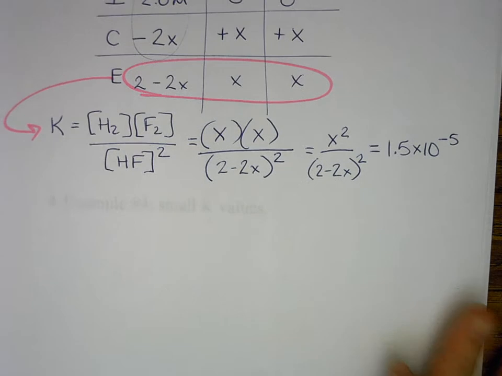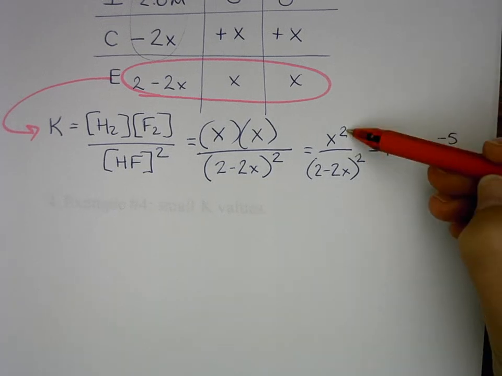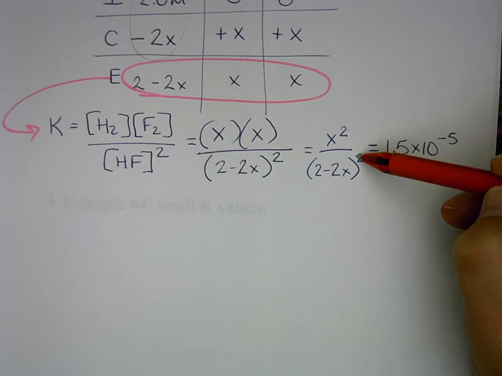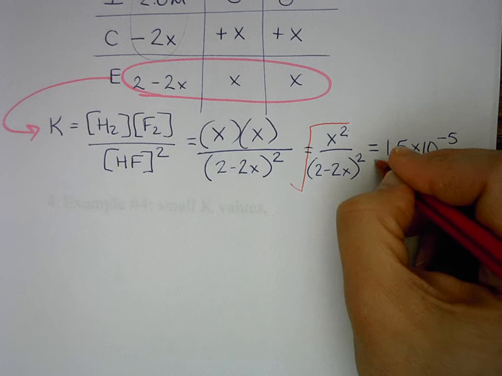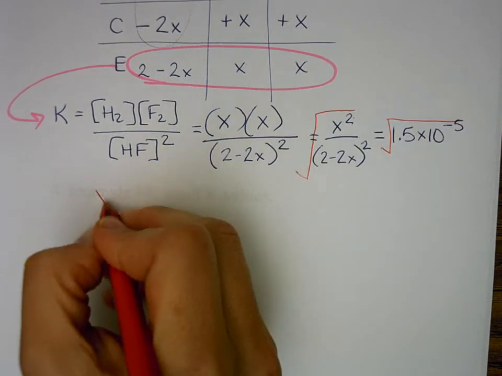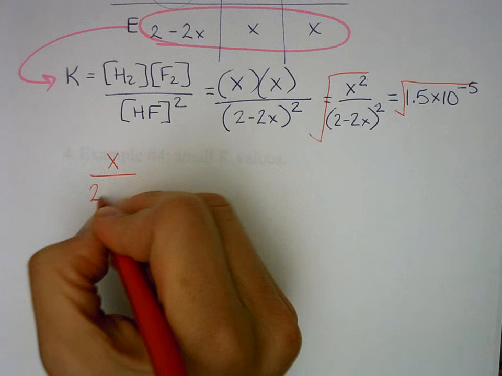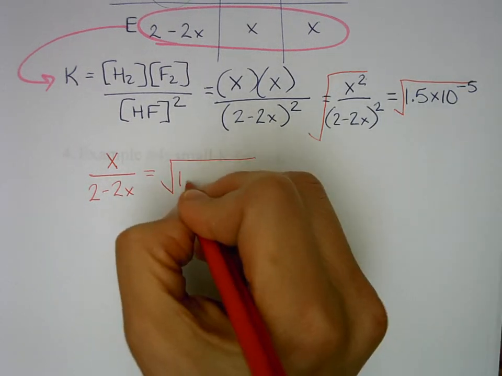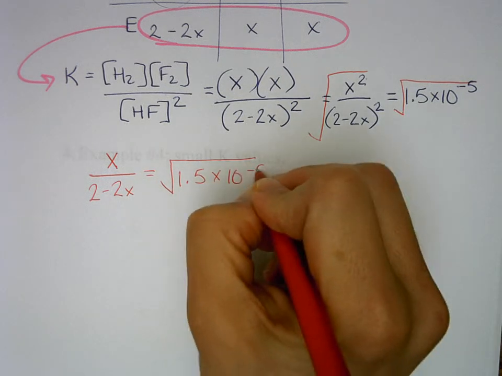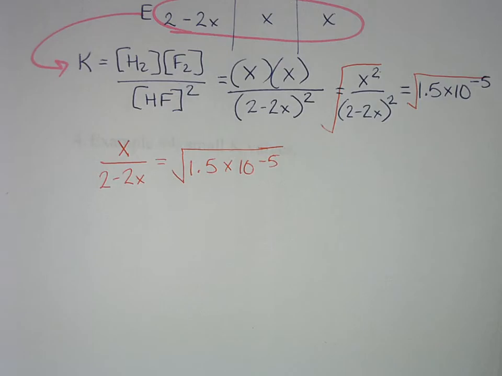It's not always easy, but you can solve for x. Again, you want to look for things that you can simplify. Since this is squared and this is squared, if you can get rid of the squares, that makes everything a lot easier. If I square root both sides, I'll get x over 2 minus 2x equals the square root of 1.5 times 10 to the negative 5, and you can just plug that into your calculator. Getting rid of that squared takes care of you having to do any kind of quadratic formula.